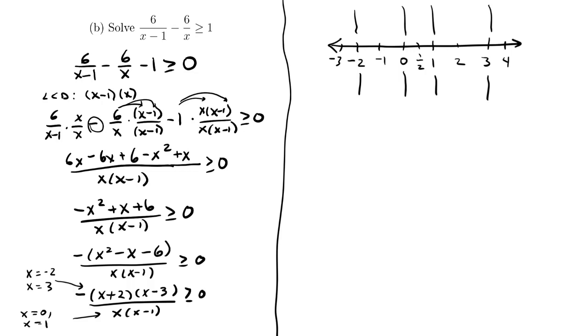So for each of these regions, I'm just going to go back here and use this factored expression and figure out whether it's positive or negative. Now realize I have a negative in front, so there's always a negative first. Then if I put negative 3 into x plus 2, I'll get a negative. If I put negative 3 into x minus 3, I'll get a negative. If I put negative 3 into x, I'll get a negative. And if I put negative 3 into x minus 1, I'll get a negative. So overall, with 5 negatives, I will end up with a negative.